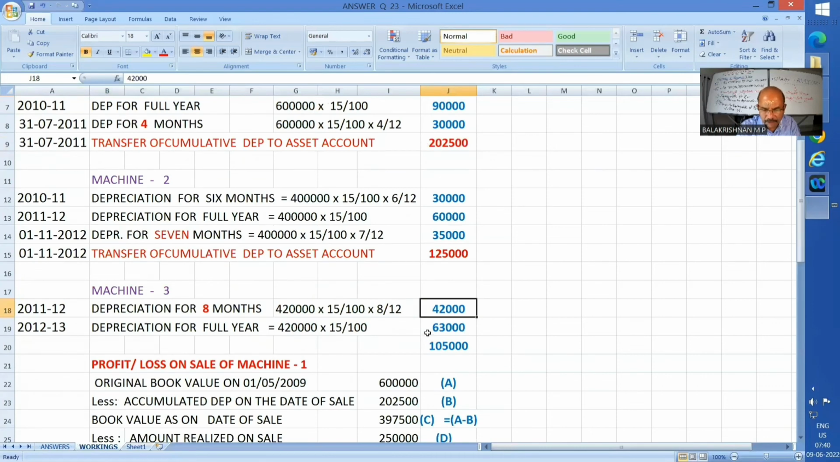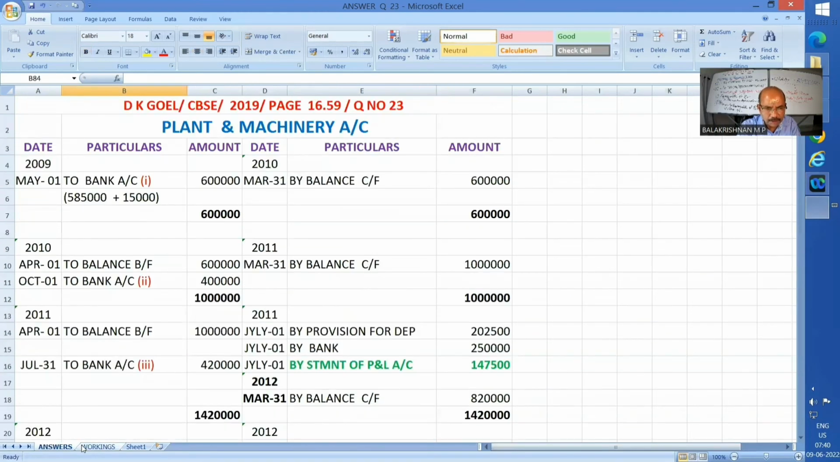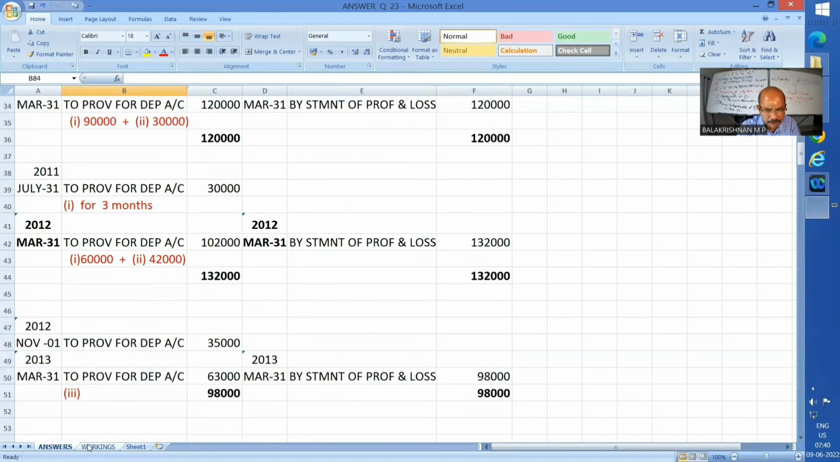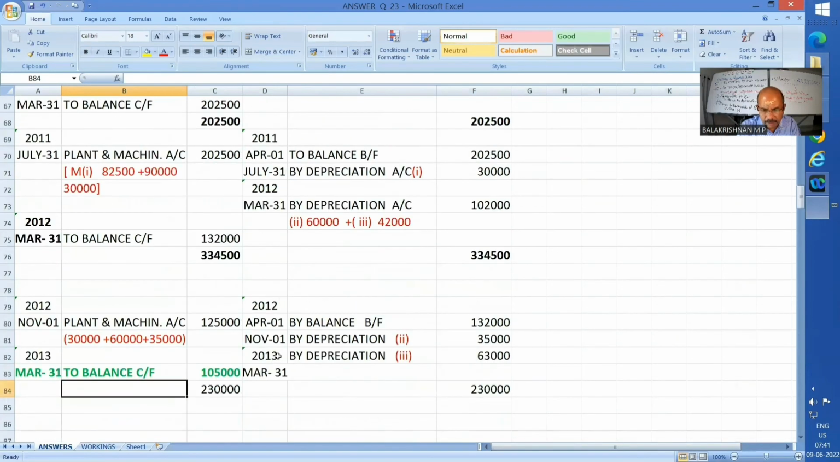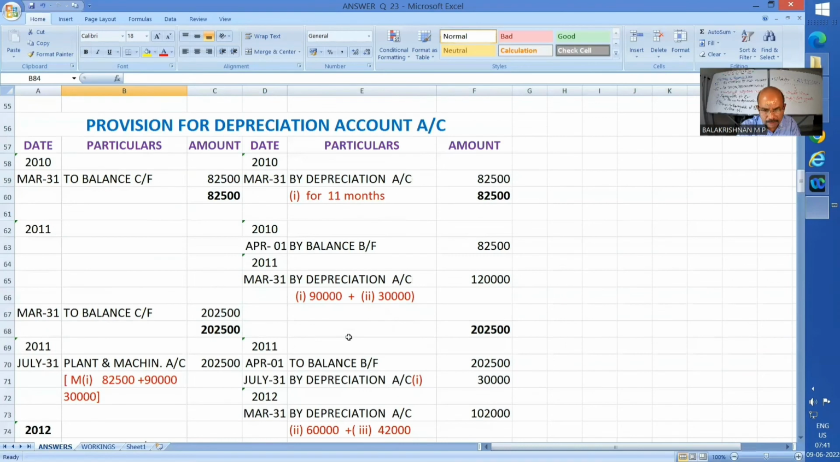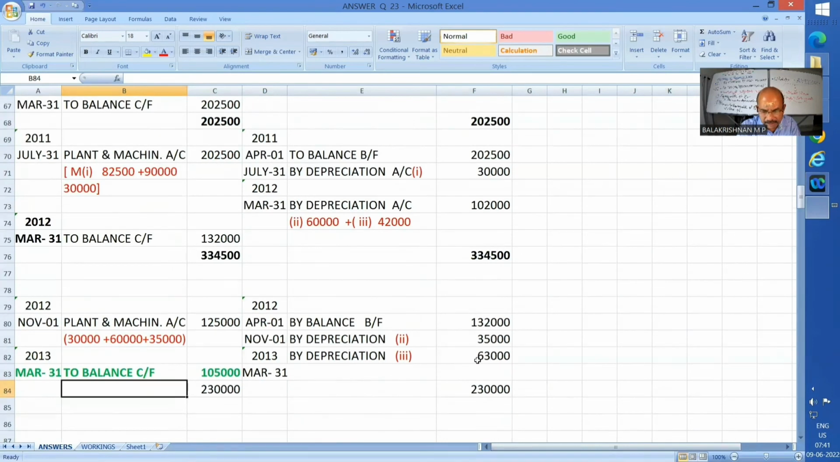So what was the third machine depreciation? 63,000. Okay, let us make entry for that one. As usual, the entry will be depreciation account debtor to provision for depreciation 63,000. Nothing but provision by depreciation 63,000. Okay. So year-end depreciation also we have accounted.